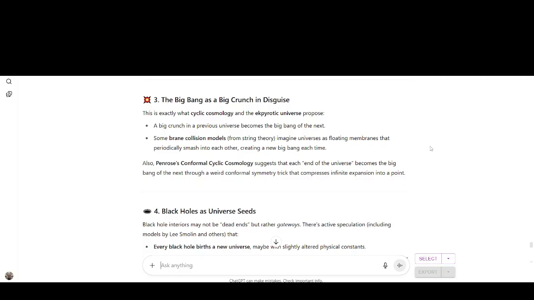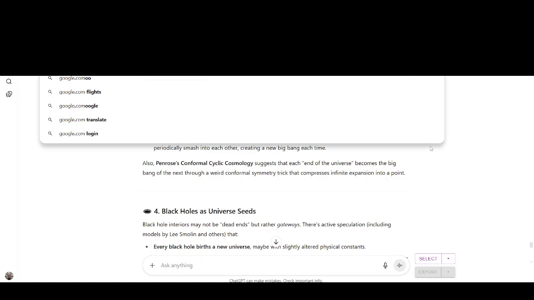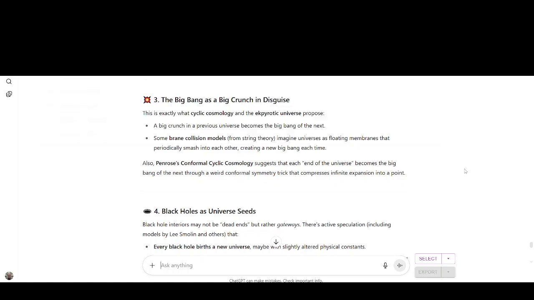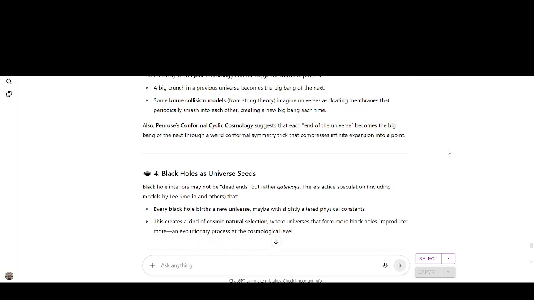Big crunch in a previous universe becomes the Big Bang of the next. Some brane collision models from string theory imagine universes as floating branes that periodically smash into each other, creating a new Big Bang each time.